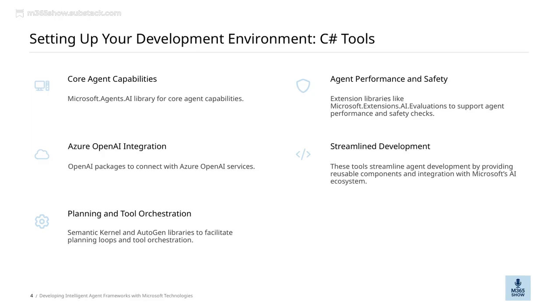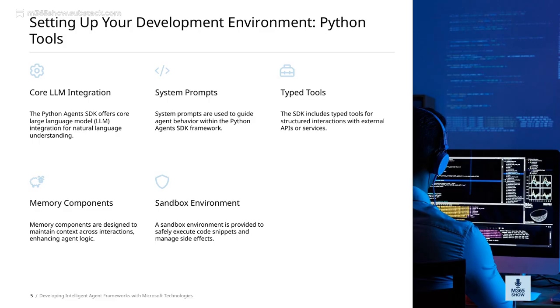Finally, there's the Microsoft Agents AI library, which offers core agent capabilities. This forms the foundation of your development environment, ensuring you have the essential features to build robust and intelligent agents. All these tools work together to make your development process more efficient and your agents more capable within the Microsoft AI ecosystem. Let's dive into setting up your development environment with the Python tools.